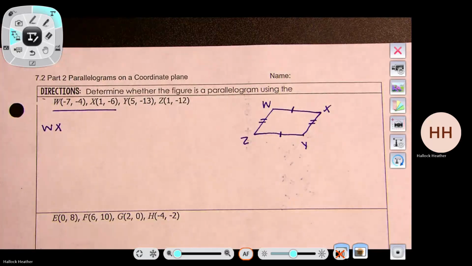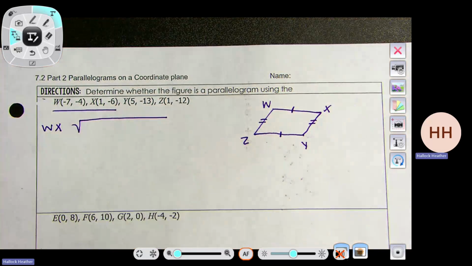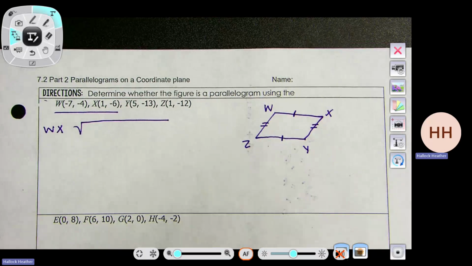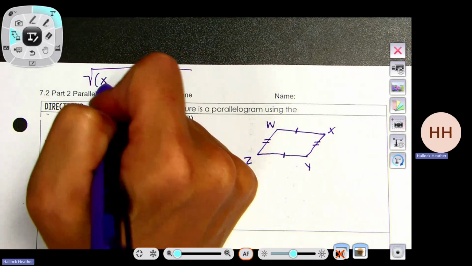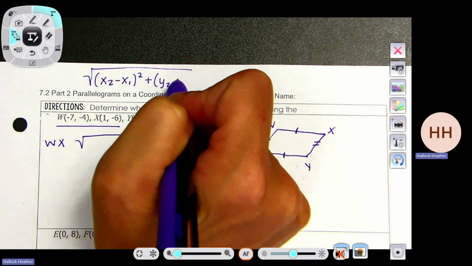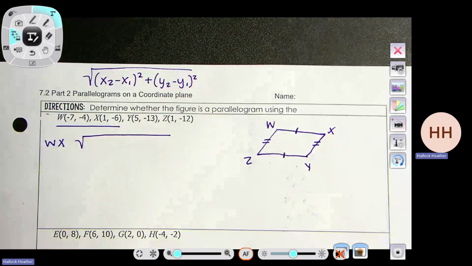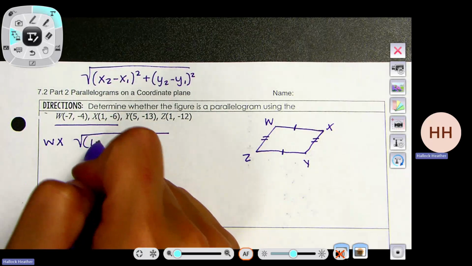I'm going to write it out on my paper, but when you're doing this yourself, you don't have to write it out. So if the formula says, and I'll put the formula at the top too, x2 minus x1 squared plus y2 minus y1 squared. Okay, so what's x2? 1, and we're minusing what?